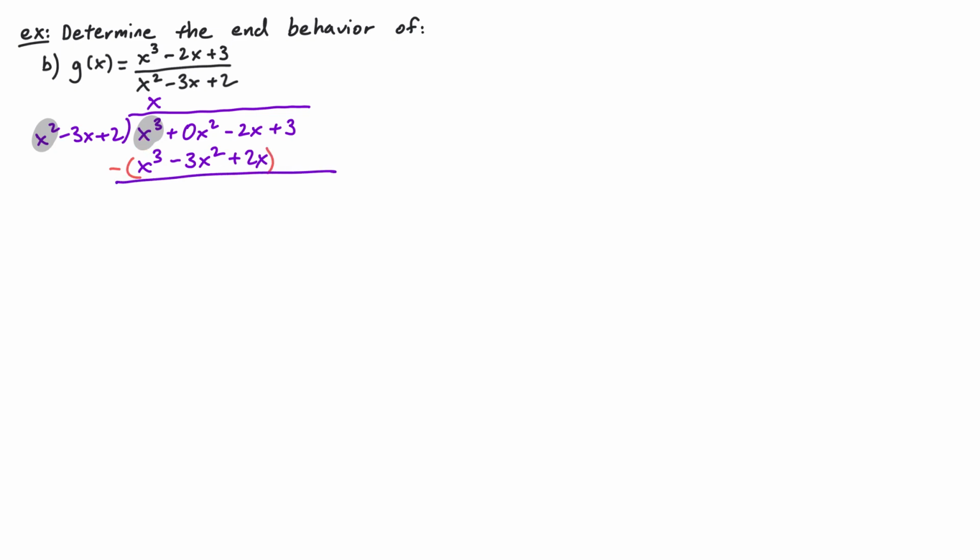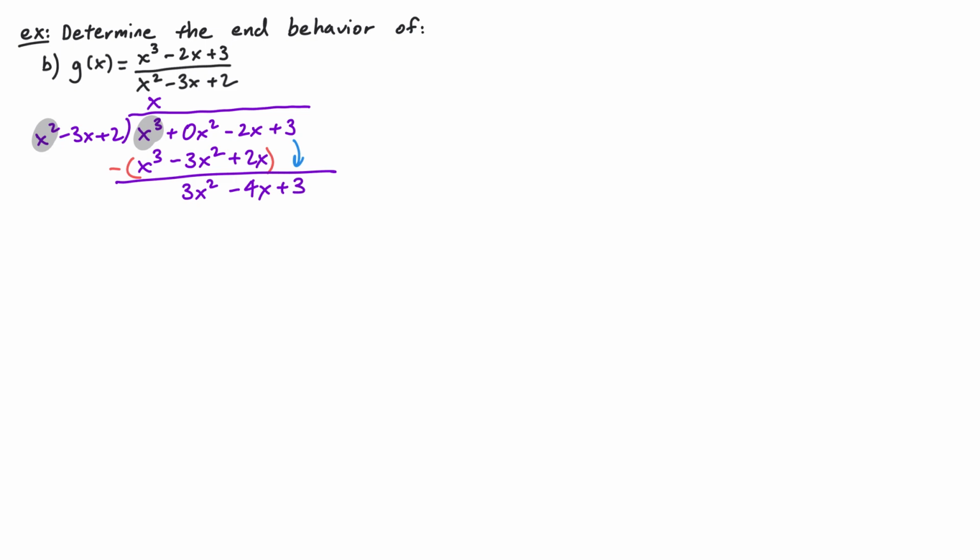The x cubed minus x cubed will cancel each other out. Next, we have 0x squared minus negative 3x squared. The double negatives here will turn this into a plus 3x squared. So 0x squared plus 3x squared is positive 3x squared. Then we have negative 2x minus 2x, which gives us negative 4x. Then we're going to bring down our next term from the dividend. We bring down that plus 3.